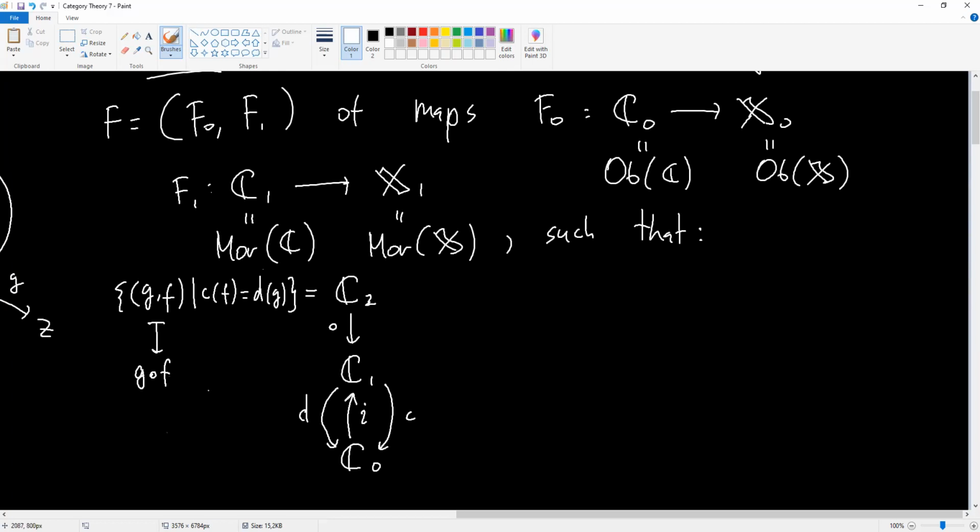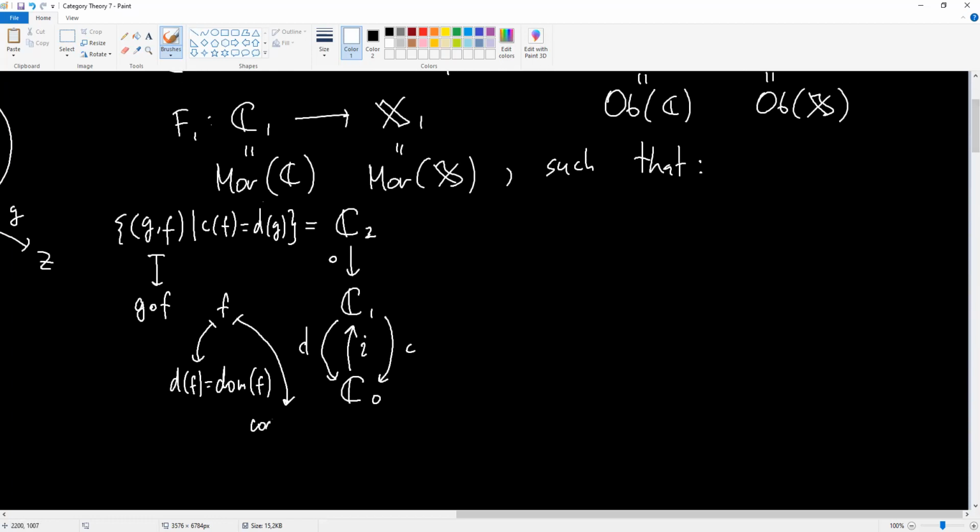The domain map maps a morphism F to DF, which is the same as the domain of F. The codomain map maps it to the codomain of F, which we write as C of F. And finally, if I've got an object X, by the I map, it's mapped to I of X, which is another way of writing identity of X.